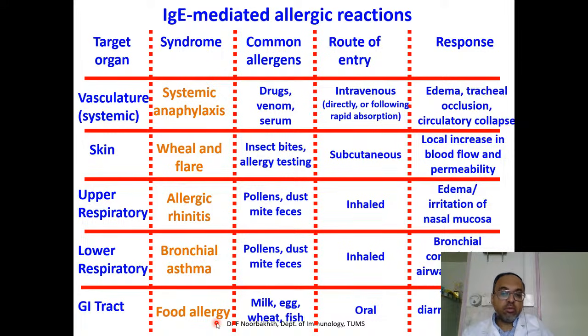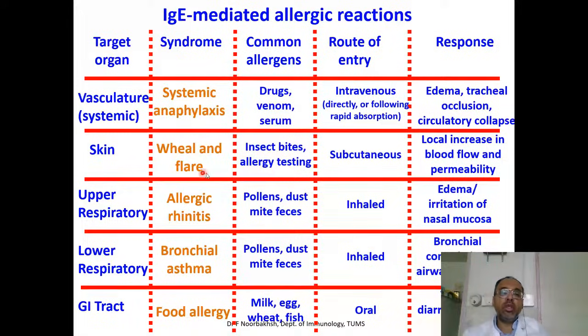So here in this table, I'm showing you five different types of IgE-mediated allergic reactions. The most severe form is the systemic anaphylaxis, which is associated with intravenous spread of allergens leading to circulatory collapse and possibly tracheal occlusion and widespread edema. So this is the most serious form.